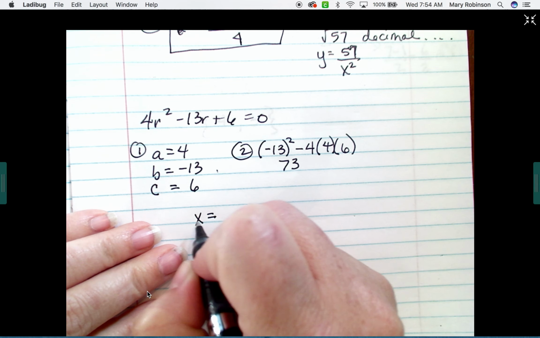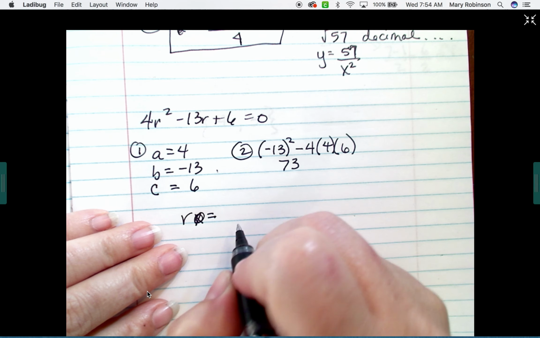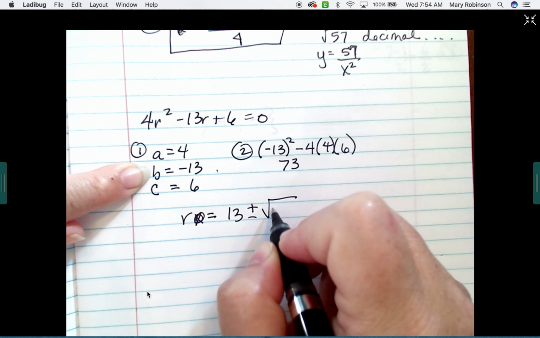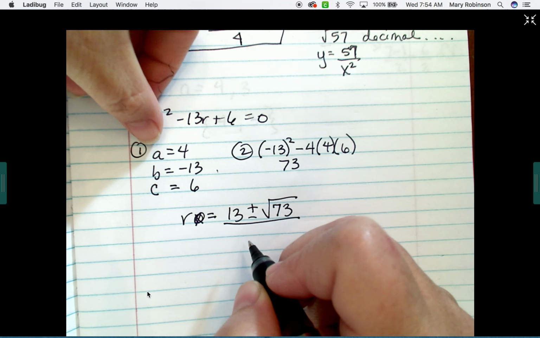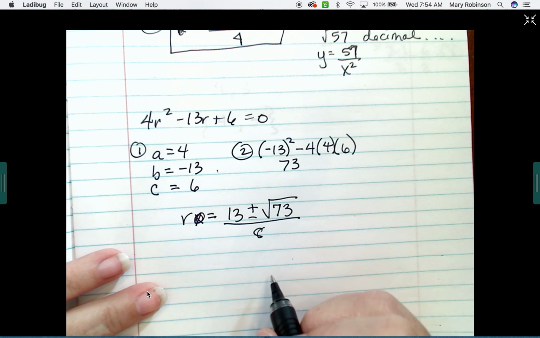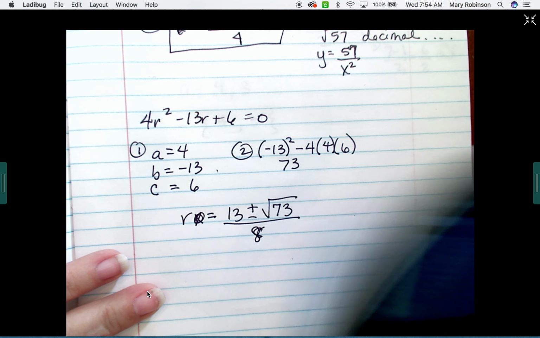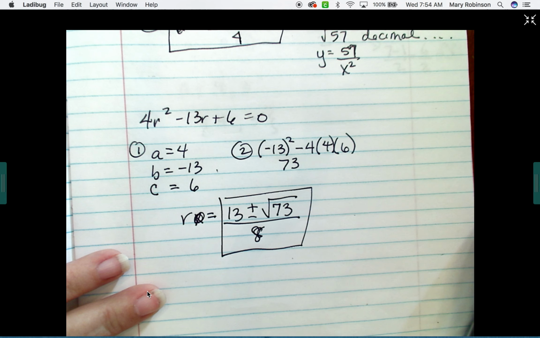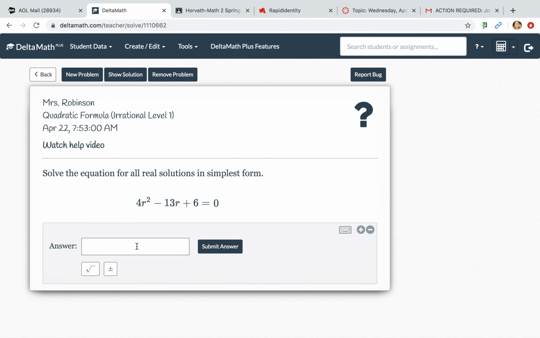So I'm going to go ahead, except, of course, now it's r. So r equals opposite b plus or minus the square root of the discriminant all over 2 times a, where 2 times a, or 2 times 4, is 8. And that's ugly 8. But since I know I can't simplify the square root of 73 because I just tried it, I'm done. So now I'm going to go to Delta Math and type it in.